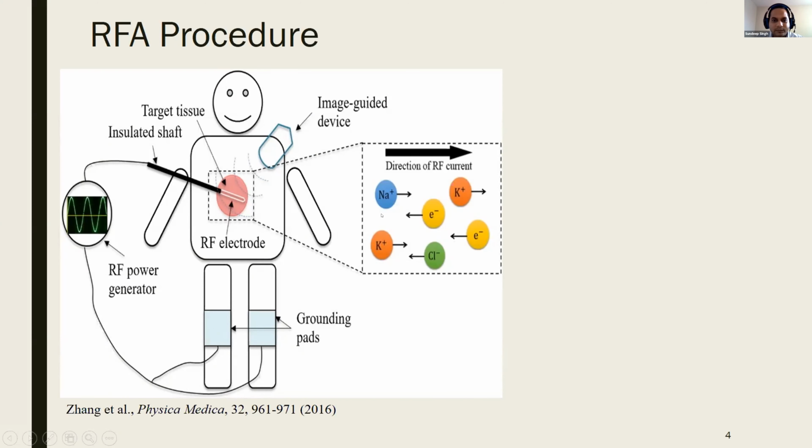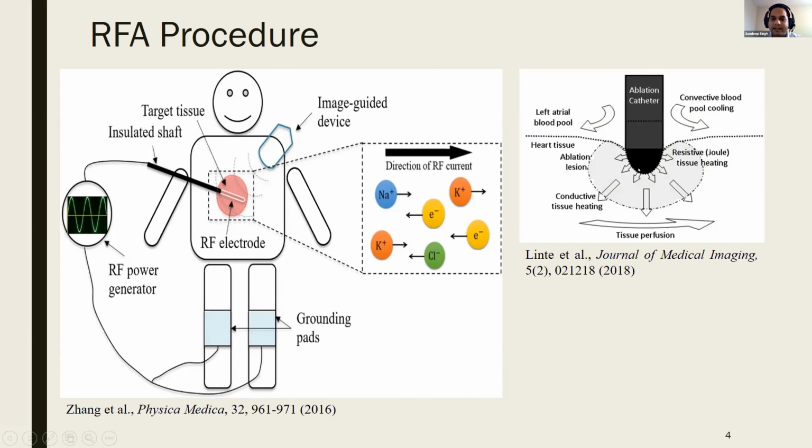By virtue of this agitation, two zones of heating are produced. The first one is the direct heating zone, just a few millimeters away from the active tip of the electrode, whereby heat is accumulated due to direct interaction between ions and electrons. The heat accumulated in this region is further propagated to more peripheral areas by virtue of thermal conduction.